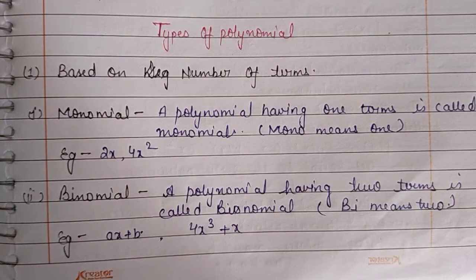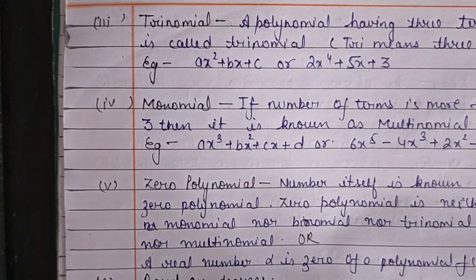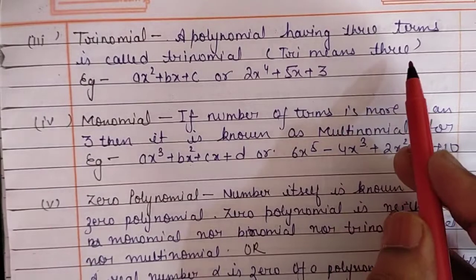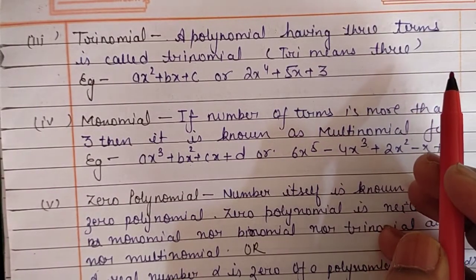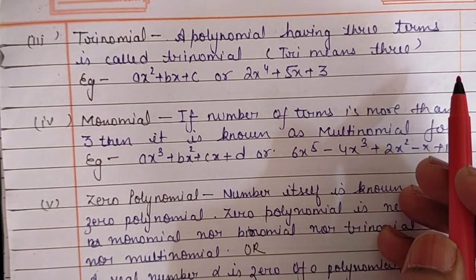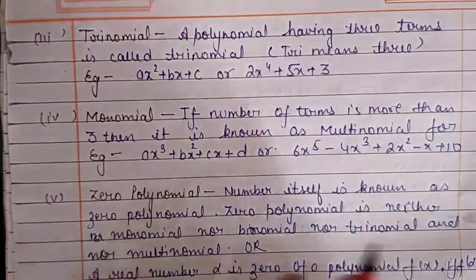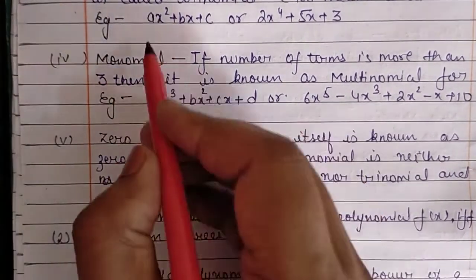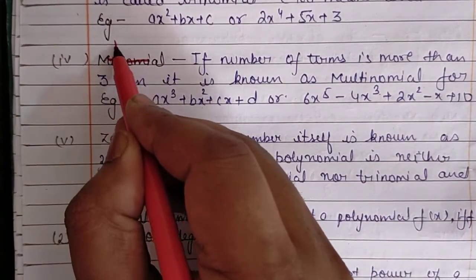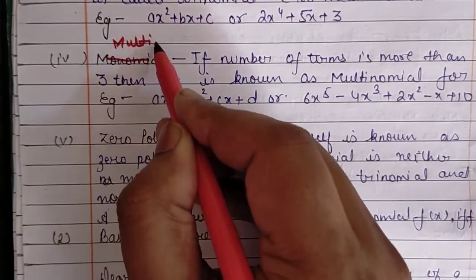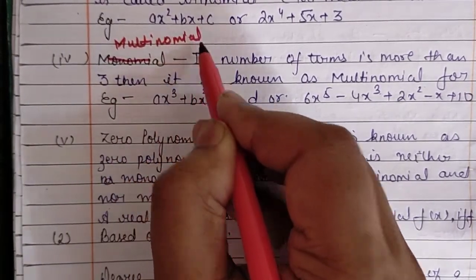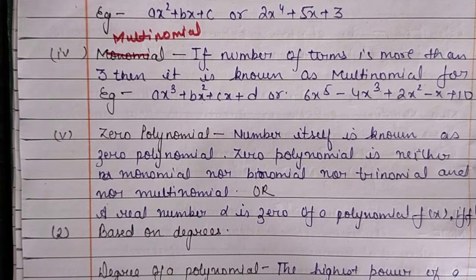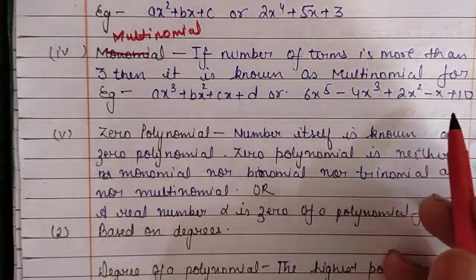Now the next one, what are trinomials? A polynomial having three terms is called a trinomial. Tri means three. Any polynomial which has three terms, we consider a trinomial. Next one is multinomial. What is a multinomial? If the number of terms is more than 3, then it is called a multinomial. And these are all examples of a multinomial.